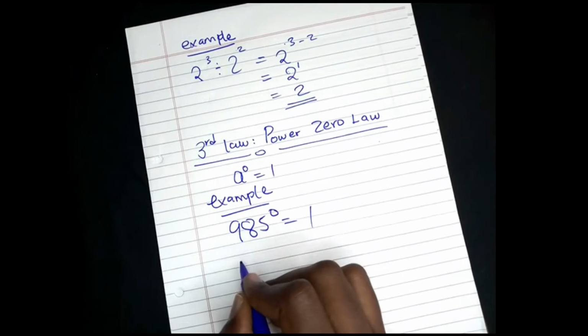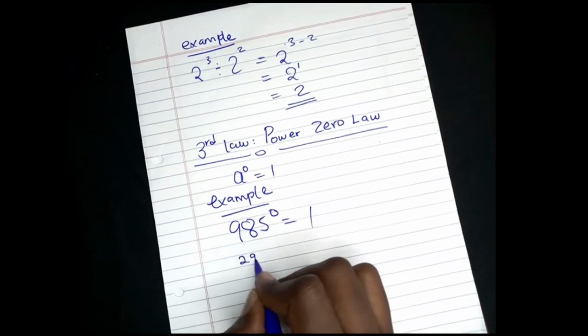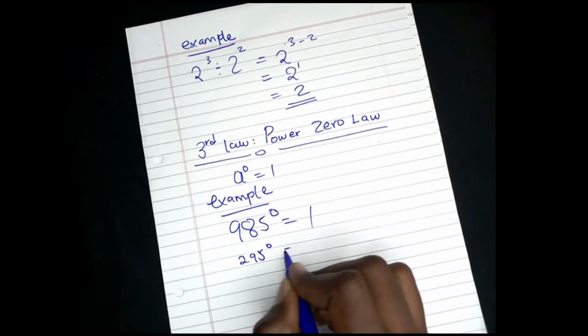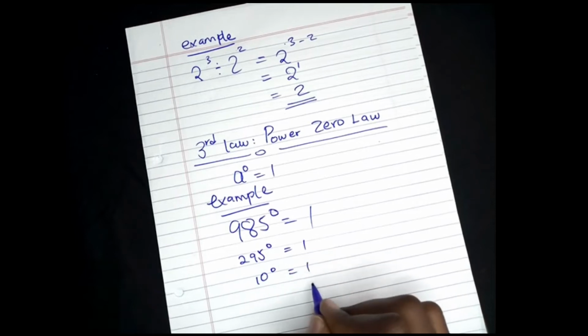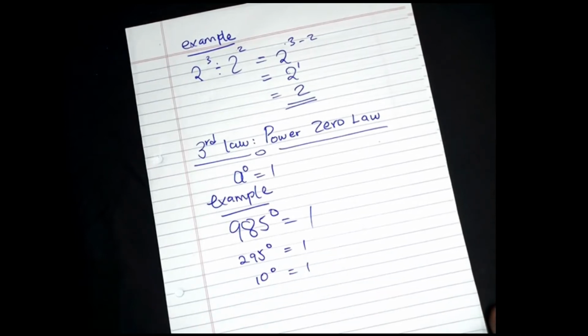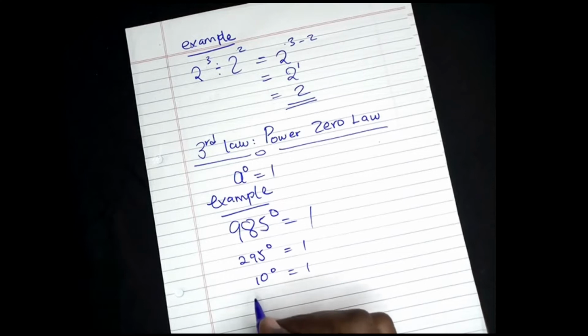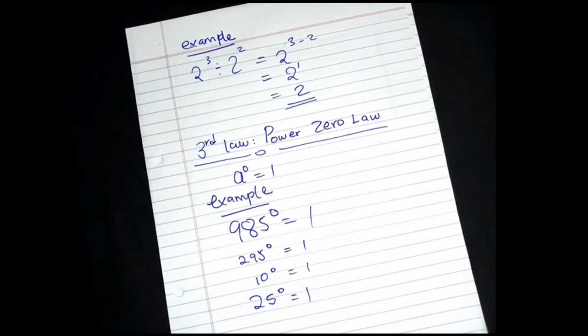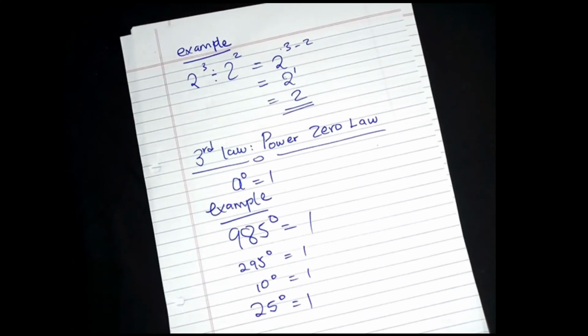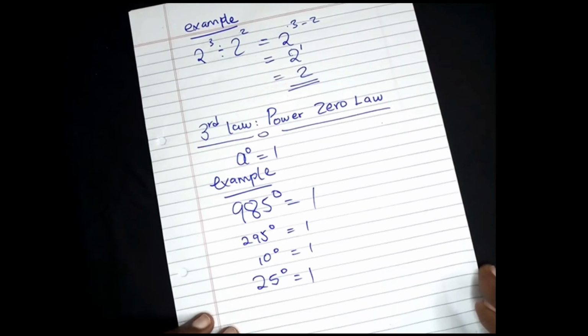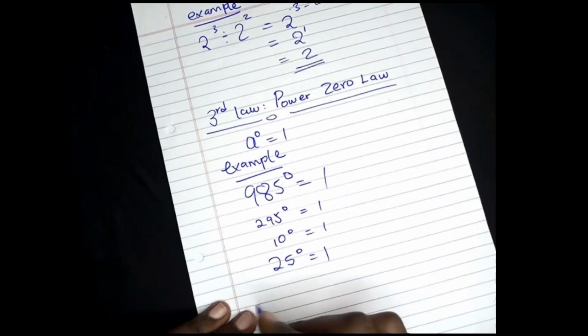If you are given 295 to power 0, the answer is 1. If you are given 10 to power 0, it is 1. And lastly, if you are given 25 to power 0, it is 1. And that's about it. We go to the fourth law.